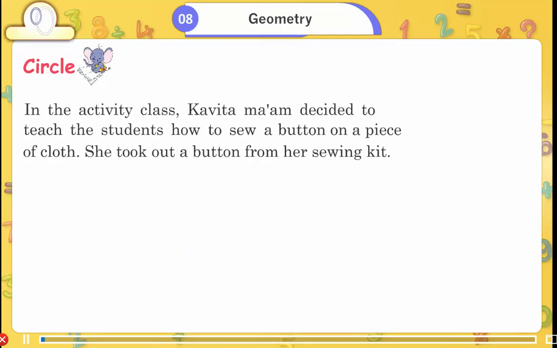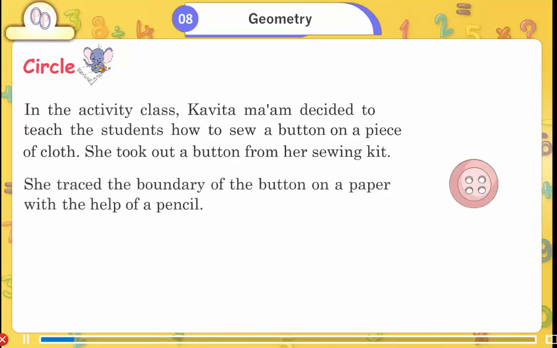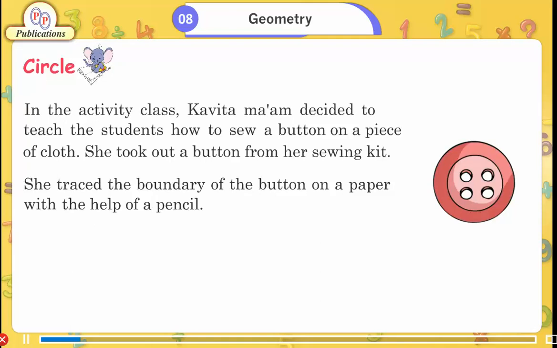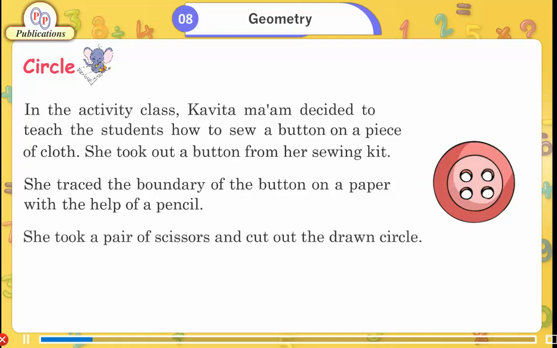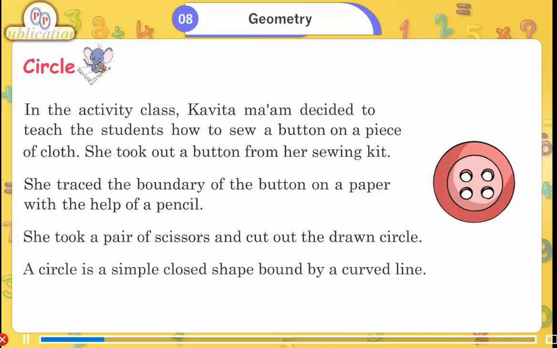Circle. In an activity class, Kavita ma'am decided to teach the students how to sew a button on a piece of cloth. She took out a button from her sewing kit. She traced the boundary of the button on a paper with the help of a pencil. She took a pair of scissors and cut out the drawn circle. A circle is a simple closed shape bounded by a curved line.